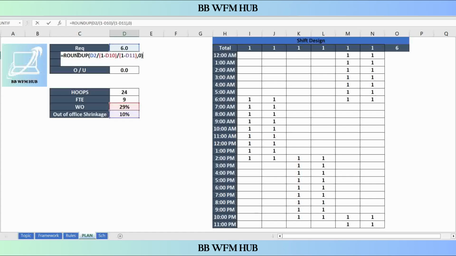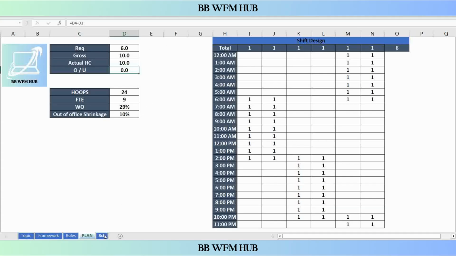So what we are doing is, D2 is 6, our requirement, dividing it by 1 minus our week off, and then dividing it by 1 minus our out of office shrinkage, that is 10%. So here we have the gross requirement of 10, and here we are taking the actual requirement of 10. So there are no over-unders because we have a gross requirement of 10 and we have an actual count of 10. So now we have our requirement, we have our head count, and let's create the schedules out of this.